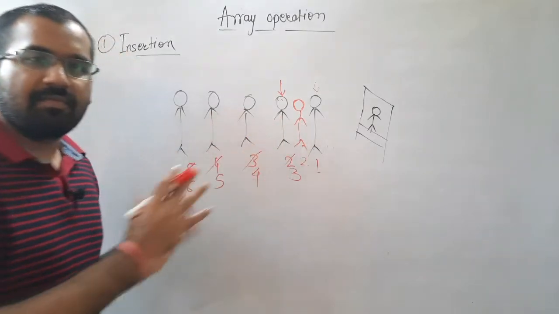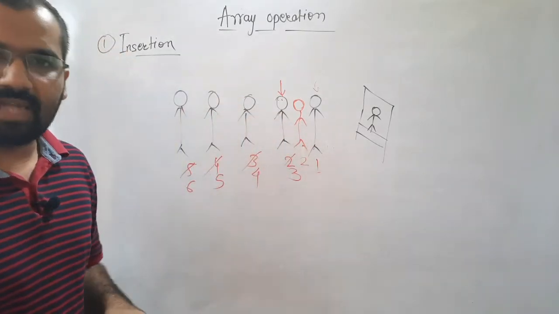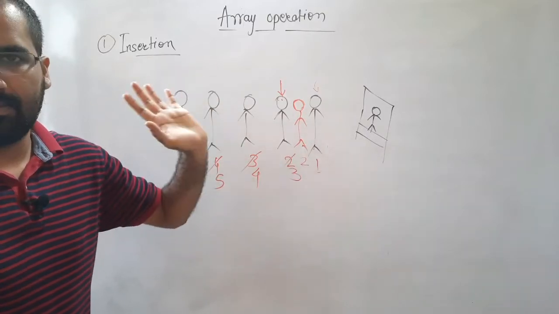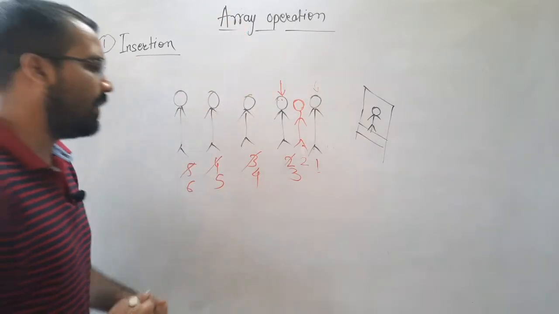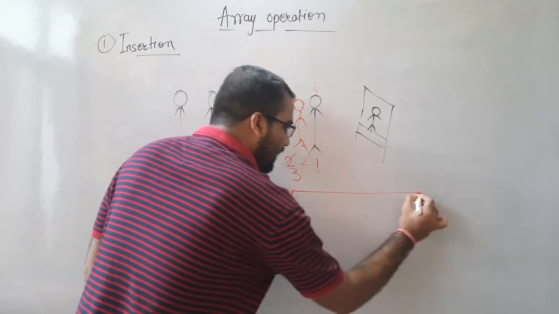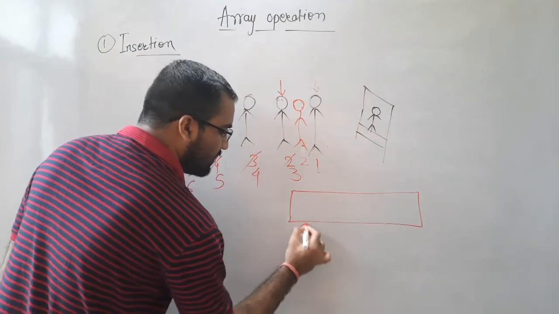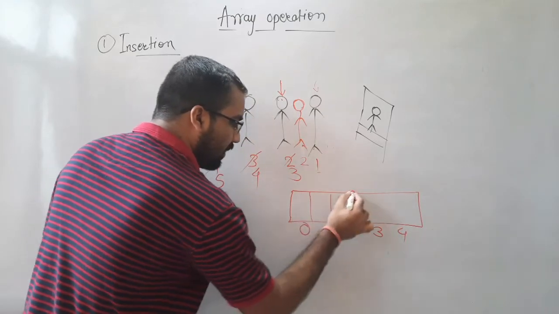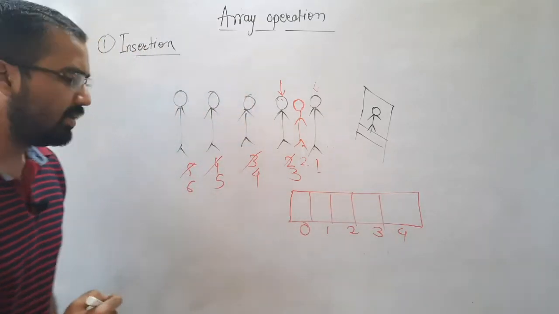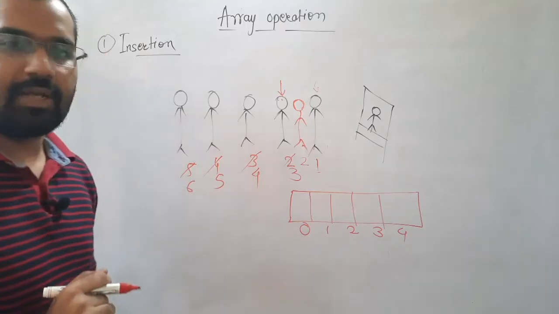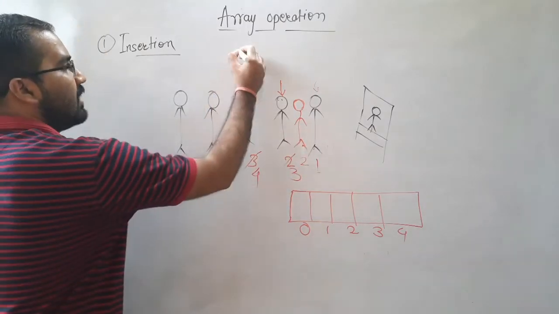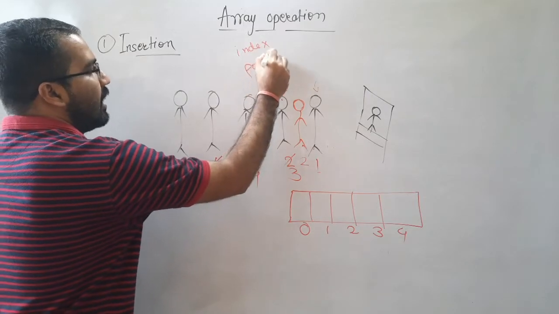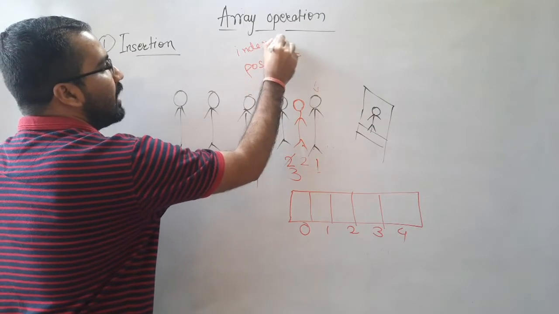Now whatever we have seen in this example, the same thing happens when we try to insert an element into our array. Same thing is going to happen. Let's take an example. This is an array, let's say with the indices 0, 1, 2, 3, 4. And there are two things I would like to tell you before we proceed any further. One is called an index and the other is a position. Now the question can be given to you in any form.